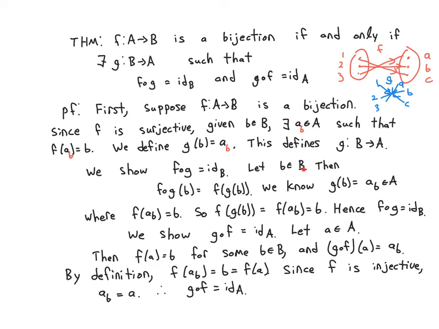We'll let B be an element in this codomain set, B. Then F composed with G is just F applied to G of B. We define G of B to be this special element in A with the property that F maps it to B. So F of G of B is F of A sub B, which is B. By definition, by construction, by design. So guess what? You plug in B, you get B back. F composed with G is the identity.